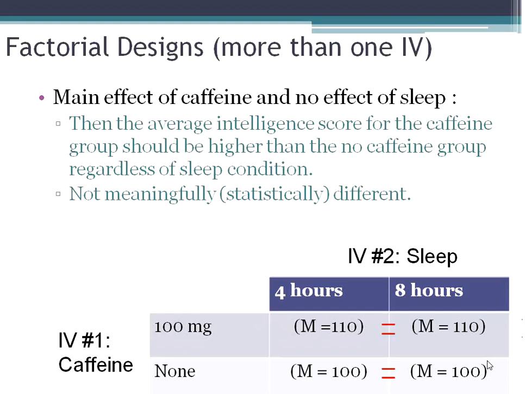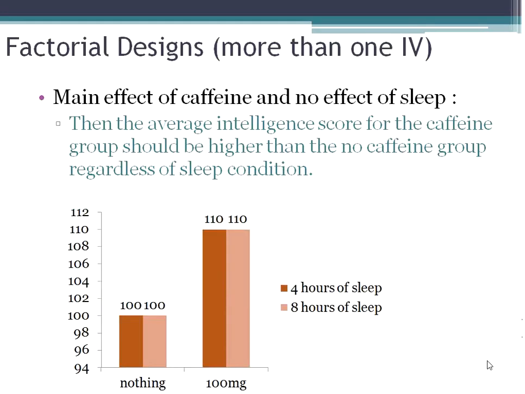And what this would look like is that within the caffeine groups, there's no significant difference between the sleep conditions. So this might look something like this. This is what we would call a main effect of caffeine. So the people who got the caffeine are scoring higher compared to the people who got nothing, regardless of how much sleep they got. Main effect of caffeine.